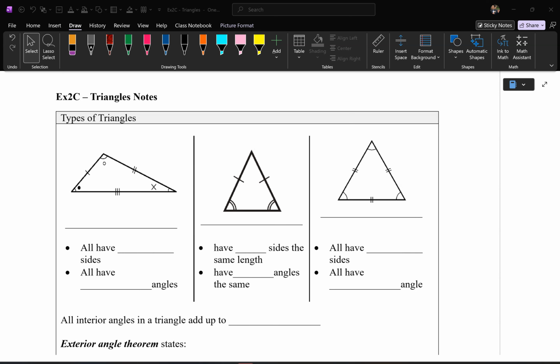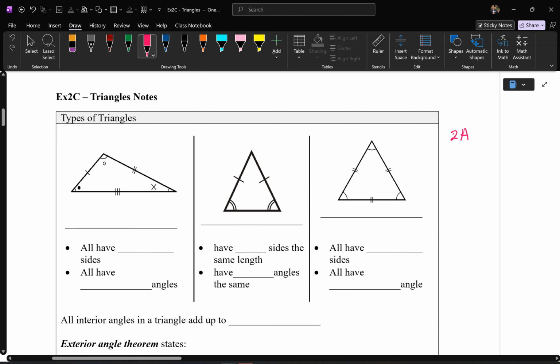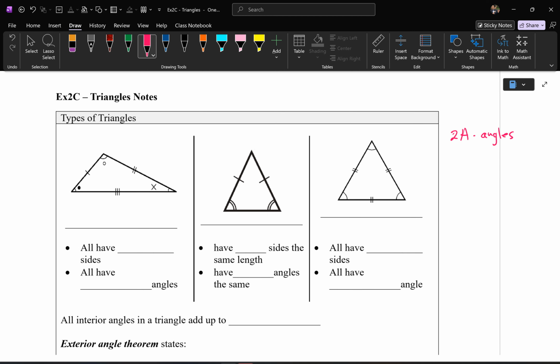So 2A was revision of angles. You had to know reflex, acute, obtuse, supplementary, complementary. 2B to me was the hardest. That's the parallel lines, and that's where I talked about co-interior, corresponding versus alternate and vertically opposite.